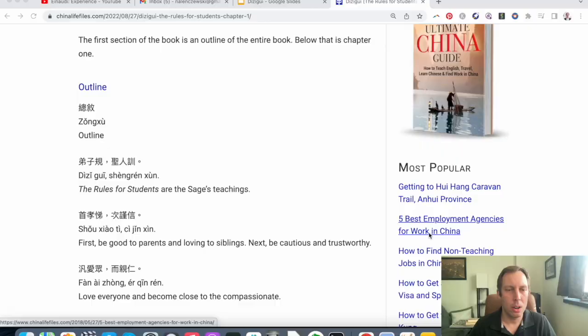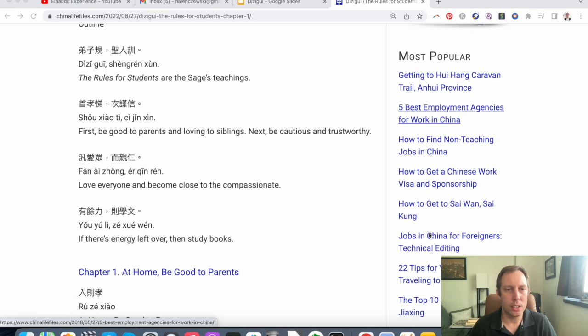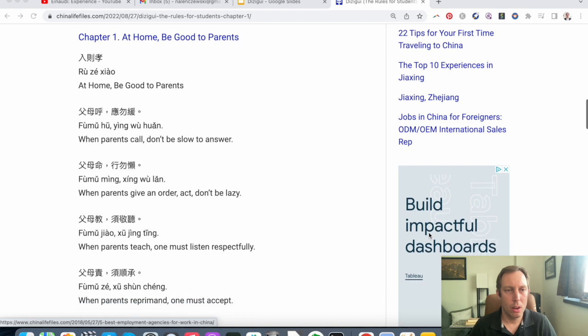Okay, so this is the end of lesson 1, and now let's review what we learned today. 总序，弟子规，圣人训，首孝悌，次谨信，泛爱众，而亲仁，有余力，则学文，入则孝。父母呼，应勿缓，父母命，行勿懒，父母教，须敬听；父母责，须顺承.